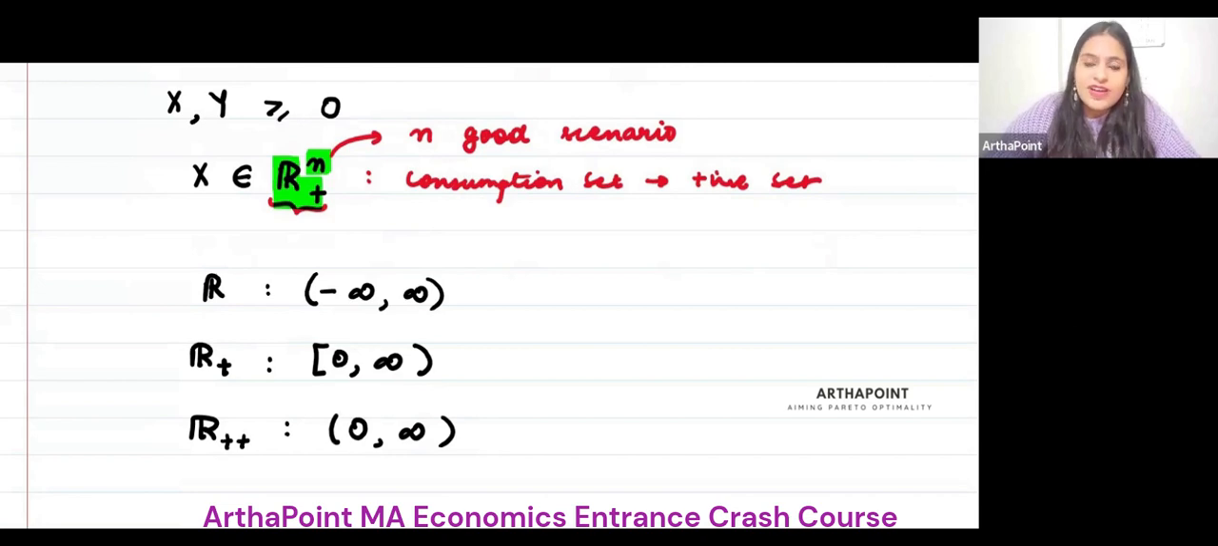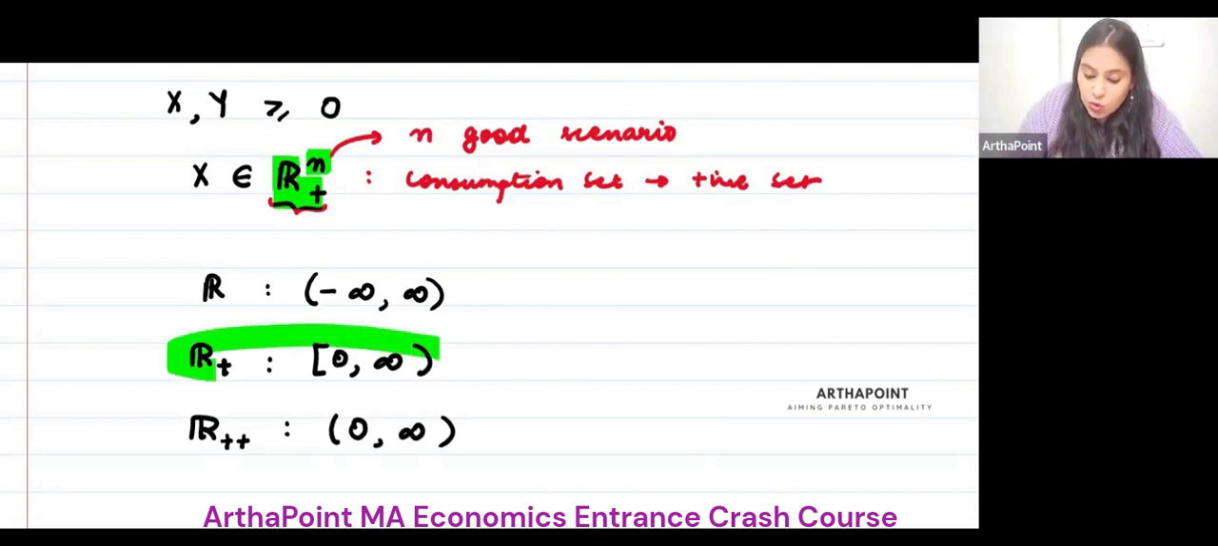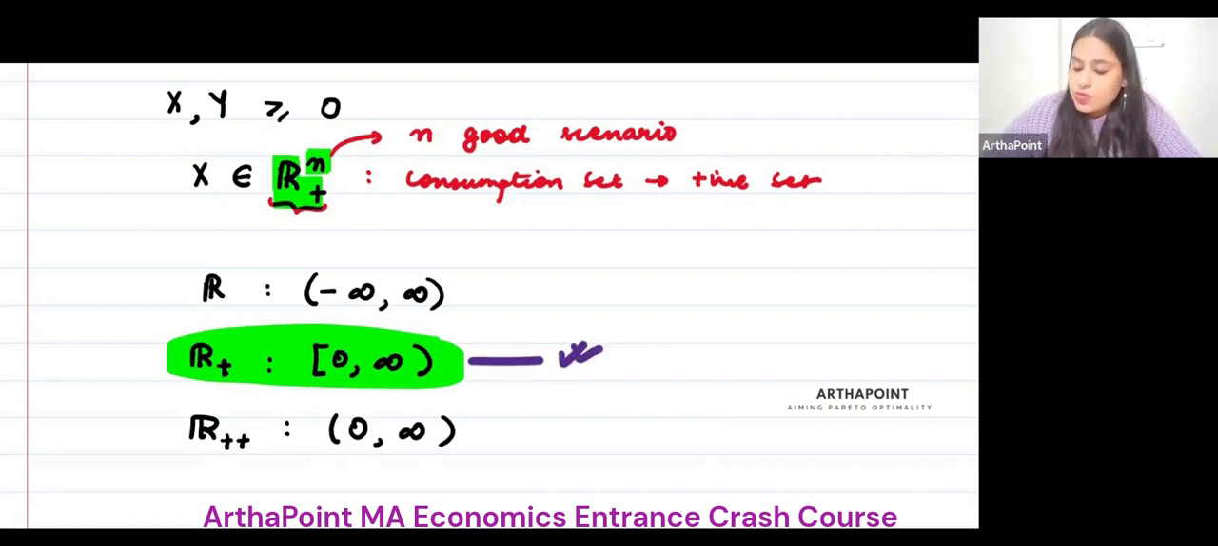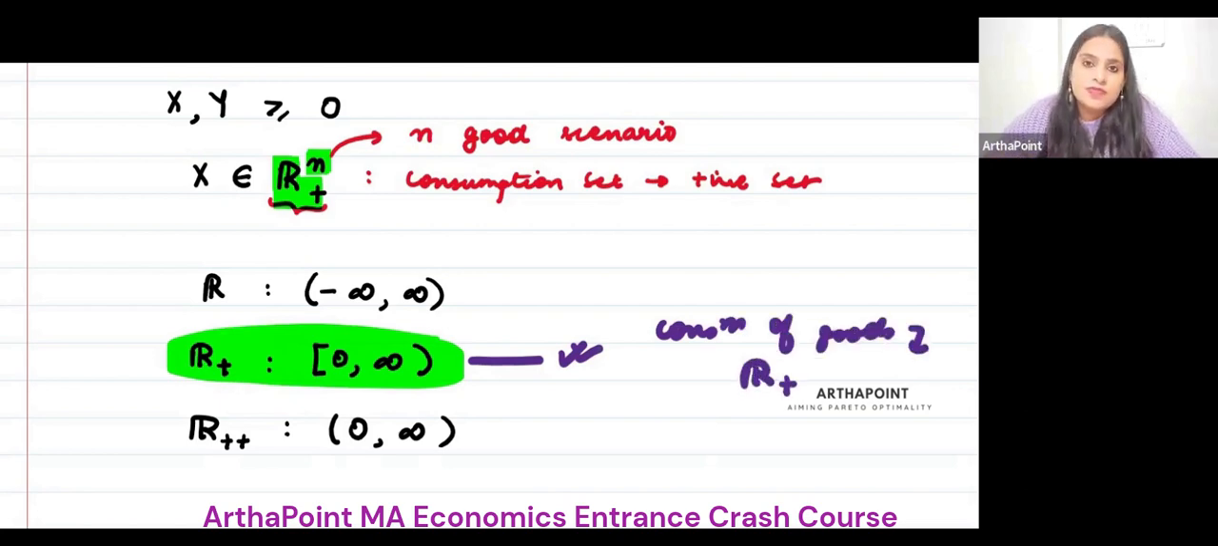So dekho, when I talk about consumption of goods, I can consume 0 unit also. Especially when I talk about substitute goods, I will consume one in positive amount and the other good I will never consume. I will consume only the good which is cheaper. So when I talk about consumption of goods, they can include 0 units also. So this will be the right thing to say. So we can say that consumption of goods will be in the R plus space, which means it can either be 0 or positive.